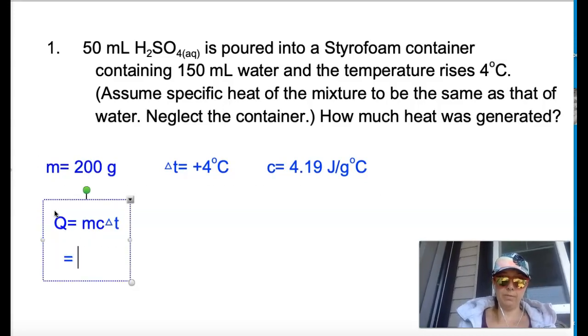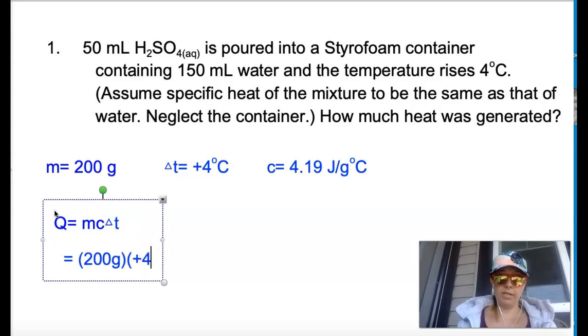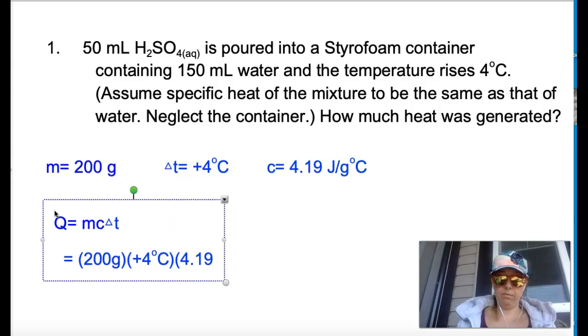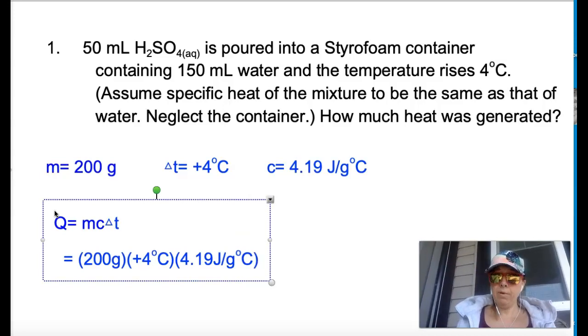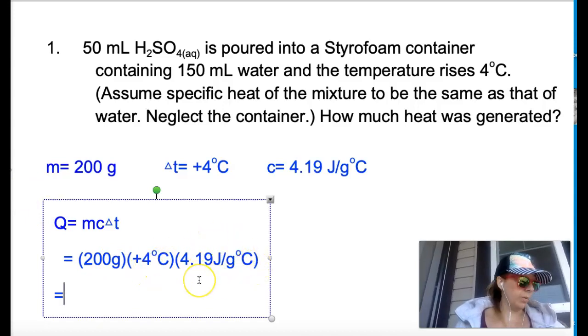So we're going to plug these numbers in. 200 grams times the plus 4 degrees C, and then times that 4.19 joules per gram degrees C. I can make sure that my units are all canceling, right? The gram is going to cancel, the degree C is going to cancel, and I am left with joules.